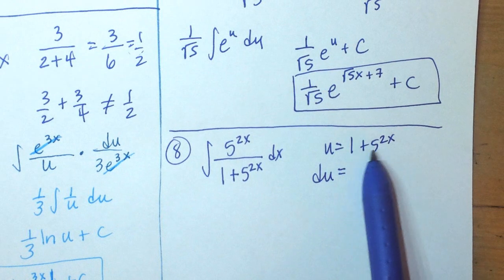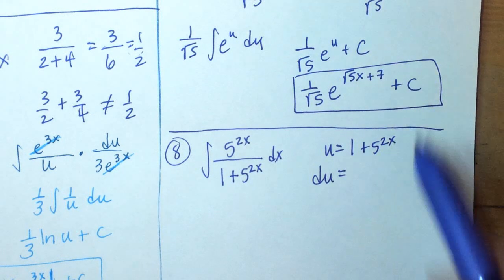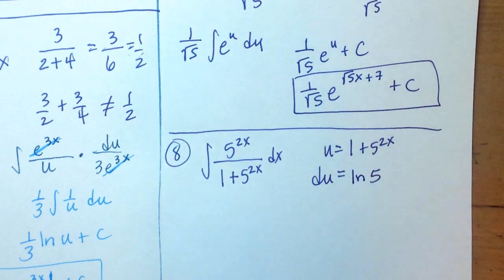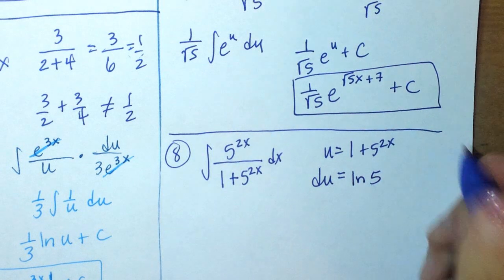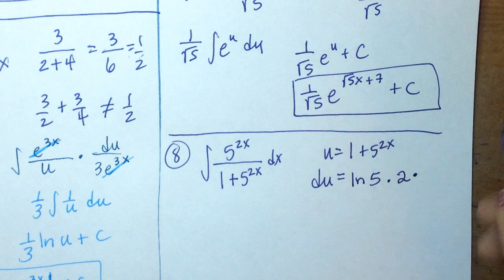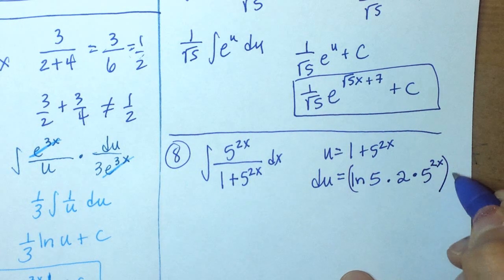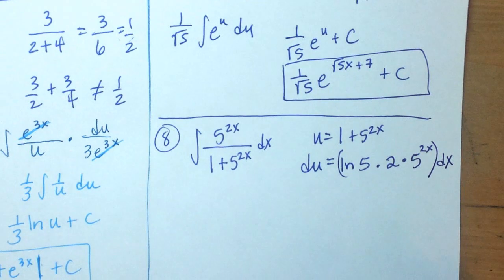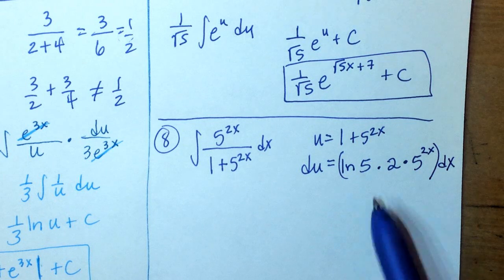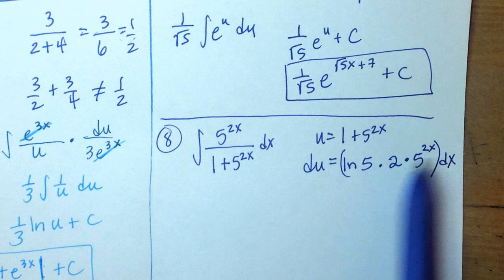The derivative of 1 is 0. If you guys remember, the derivative of 5 to the 2x, do you guys remember what that one is? It's ln of 5, so you're right, times the derivative of my power, which was 2, times the function itself, dx. So that's the derivative of a to the u. It's ln of 5 times the derivative of the function, which is 2, times the function itself. And that's all being multiplied by dx.